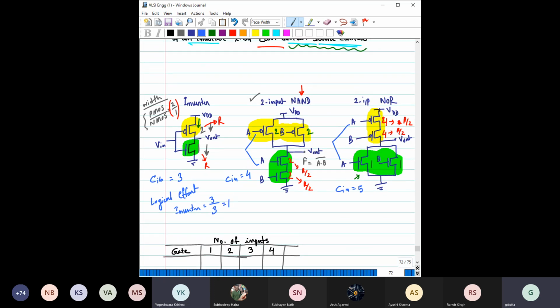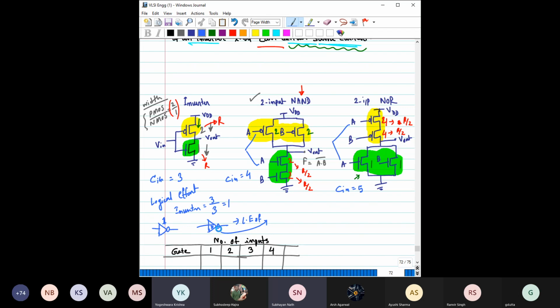Okay. Now let me ask you one question. So this is a basic unit inverter, right? So this is a unit inverter. So this is 1, right? Size is 1. So let me ask you, I have sized this inverter 5 times. Okay. Now tell me what would be the logical effort of this? What would be the logical effort of this?